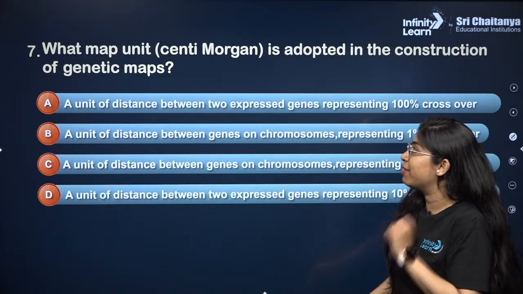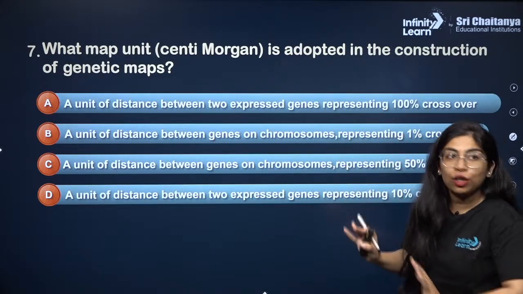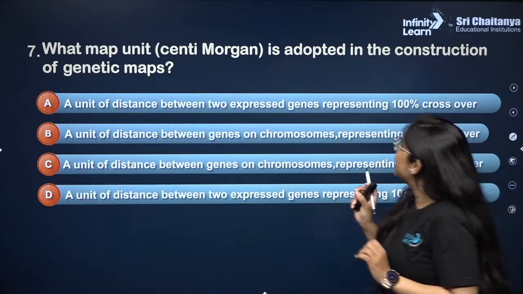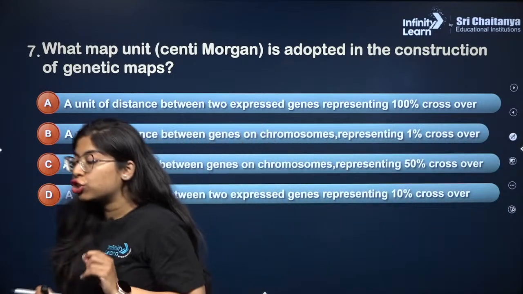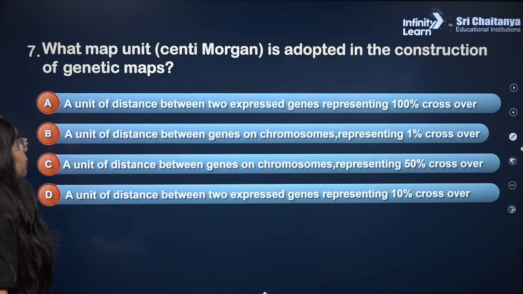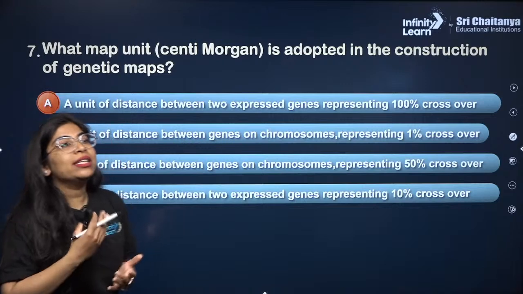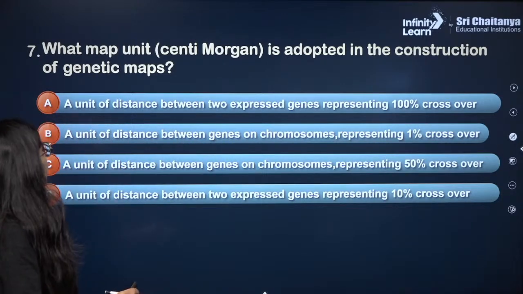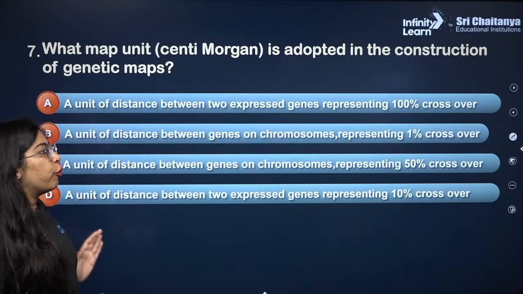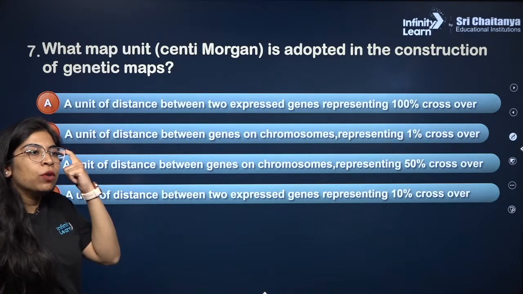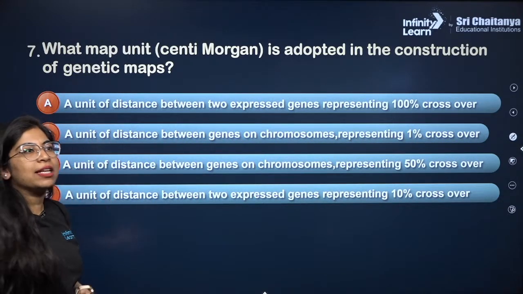Moving to question number 7. What map unit or centimorgan is adopted in the construction of the genetic map? When I'm making a genetic map, what am I looking at? What distance am I talking about? There are four pointers here, everyone. Looking for your answers here very fast.